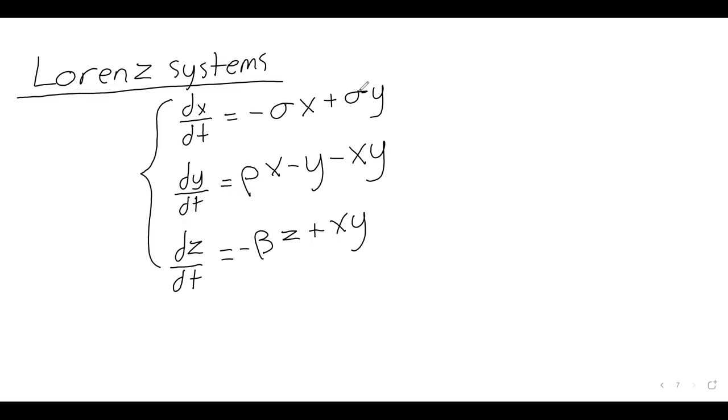And what I explicitly want to say is that these xy terms are the only thing stopping this system from just being a linear system that we could explicitly solve using eigenvalues and eigenvectors. But we see terms that look like this all the time in this class.